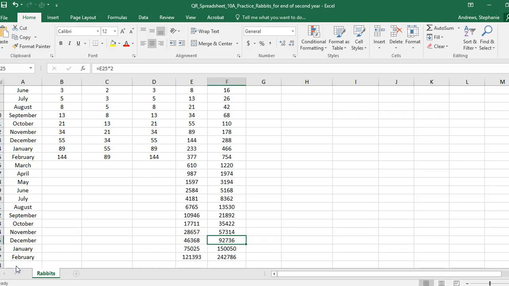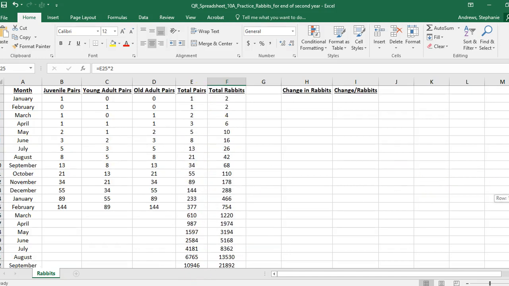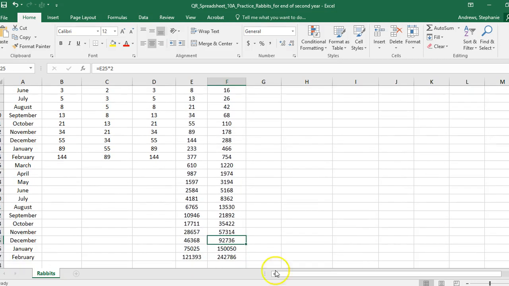So looking at the spreadsheet, I've jumped over here to the side, and I've finished off the number of total pairs and then the total rabbits. And then scrolling down, I'm at the end of the 2 years at December, which would be the total number of rabbits for the end of 2 years.